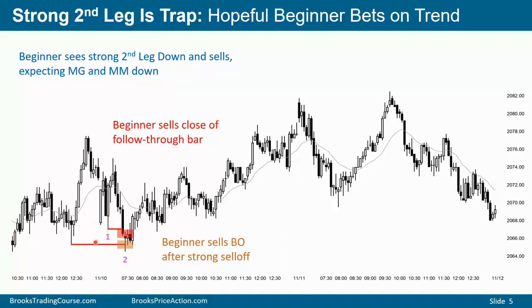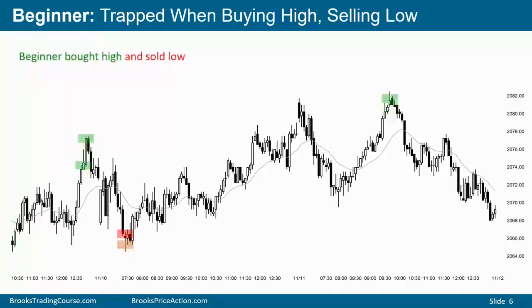The beginner sells breakouts below bars, hoping that it's the start of a bear trend, not realizing that at the bottom of a trading range, 80% of breakouts will fail and reverse up. So he's doing the exact opposite of what he should be doing. The beginner bought too high and he sold too low.